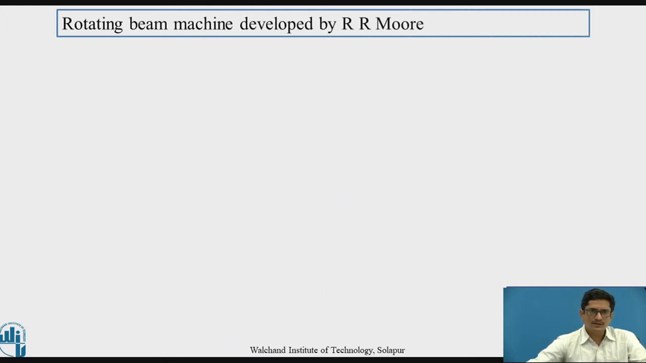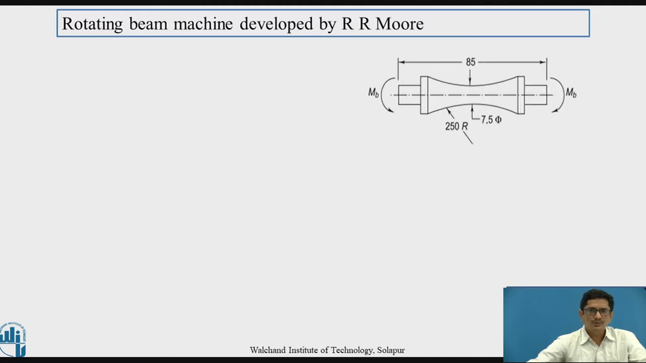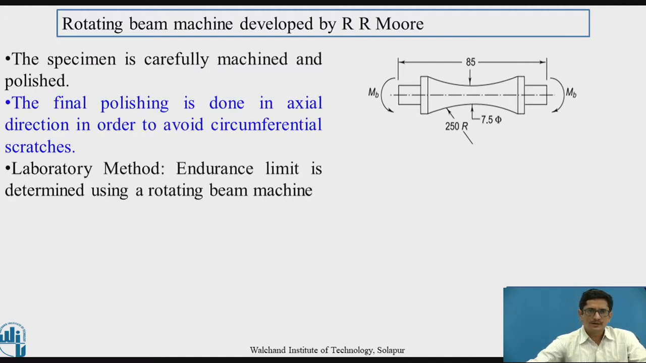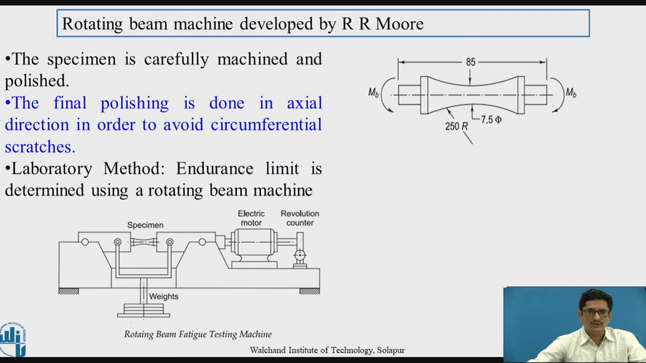We need to see the rotating beam machine developed by R.R. Moore. R.R. Moore has developed a machine to estimate the endurance limit by laboratory method. A standard specimen is shown wherein the minimum diameter is 7.5, which is subjected to bending moment. The specimen is machined, polished, and it is placed on this machine by R.R. Moore.